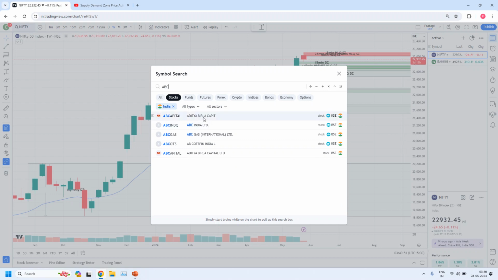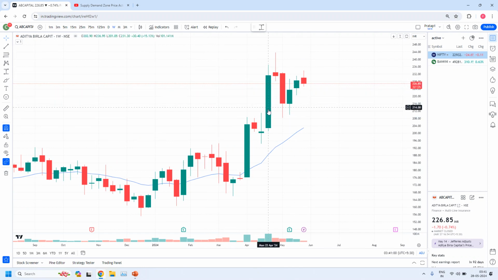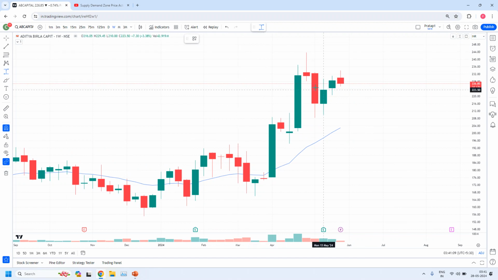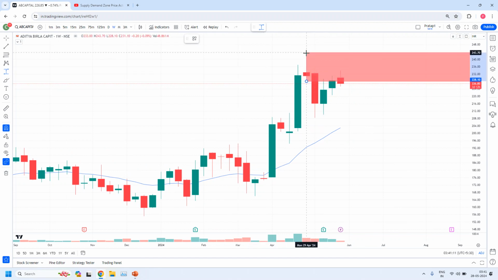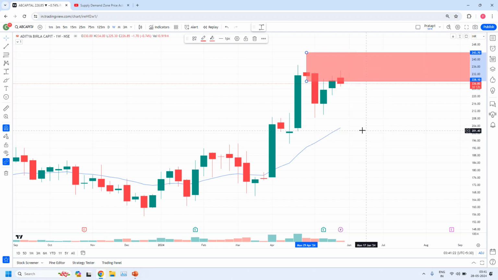AB Capital, not ABC Capital, AB Capital, Aditya Birla Capital. See here you have a weekly zone available. We have a rally base drop. Let me draw the weekly zone. Let me change the color to weekly. Where is it? Weekly supply zone. Okay.